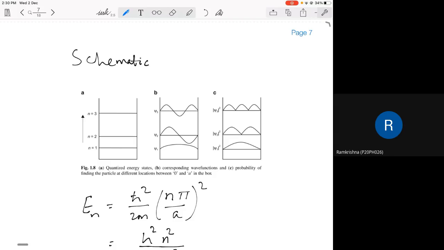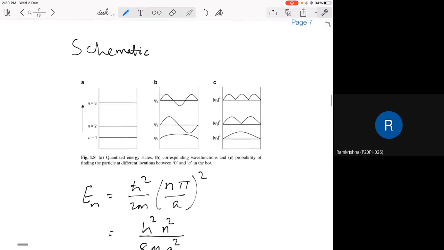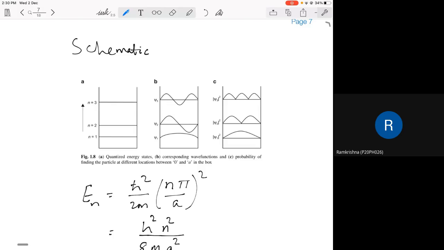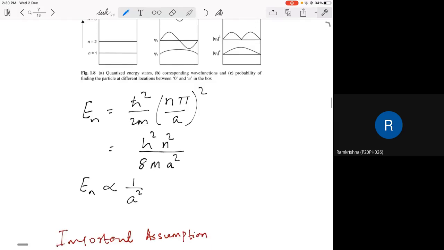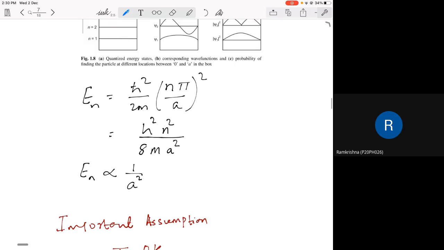Okay, and this is the wave function, and this is the probability distribution, how it looks for different energy eigenstates. One interesting thing we already see here is that the energy is inversely proportional to a square. So that means the smaller the dimension, or the thinner it is, if I decrease the size, the energy is going to increase.